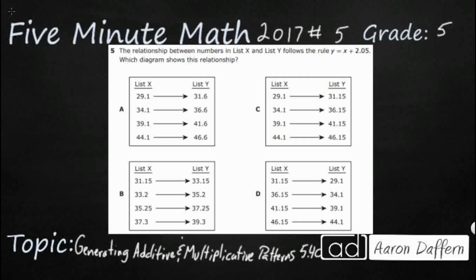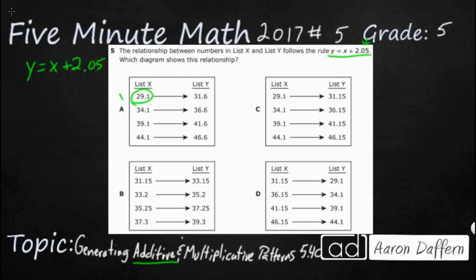So we have a rule here, y equals x plus 2 and 5/100, excuse me, that's going to be very important, 5/100. We are looking at an additive pattern because you notice we're adding rather than multiplying. So let's use substitution. Substitution is where we take our equation, y equals x plus 2 and 5/100, and we're simply going to replace one of the variables. So in this case, let's start with x. That's going to be our input here, and let's plug in this x.